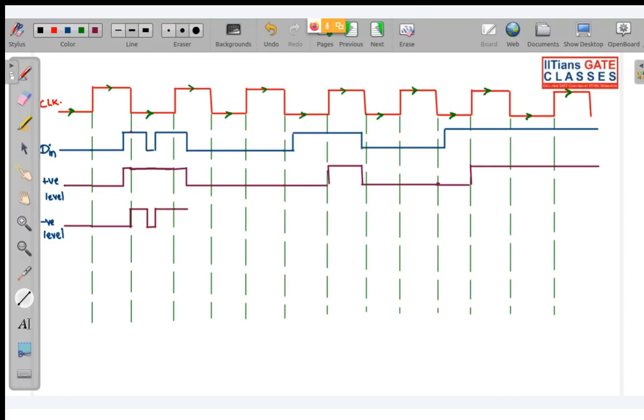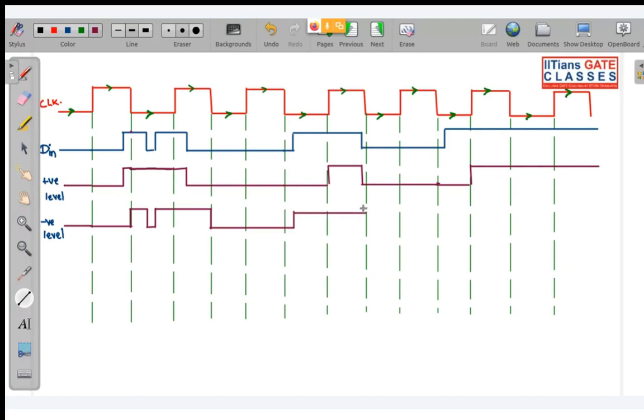So in the next whole positive level, it will continue to be 1. But in the next negative level, this negative level, don't copy. Later on, you can copy. So in this negative level, you can see your input is 0. So immediately it will go to 0 and stay there till your next negative level. In this next negative level, you can see there is a transition from 0 to 1, or low to high. So immediately your flip-flop will also change from low to high and continue in that state.